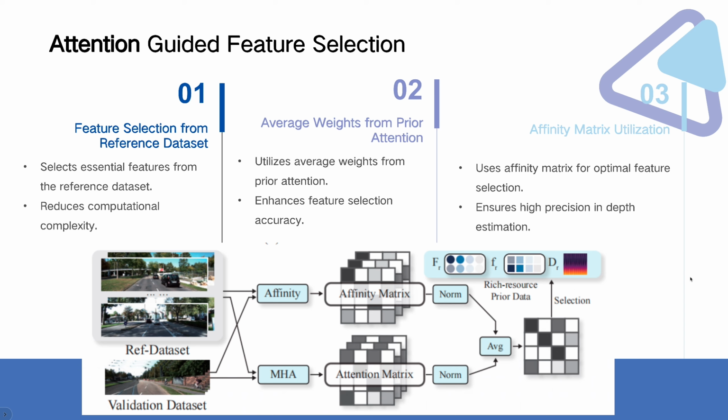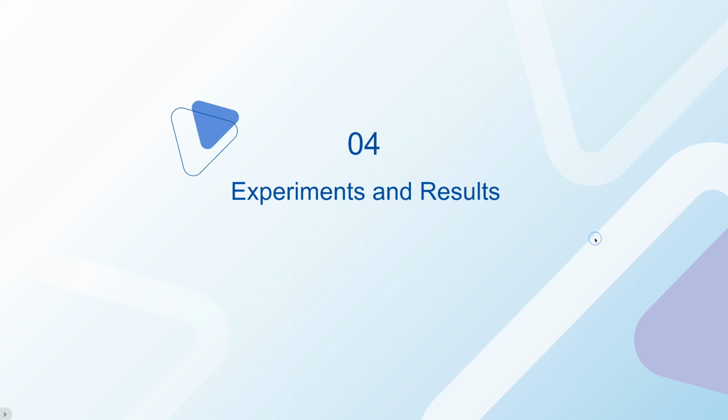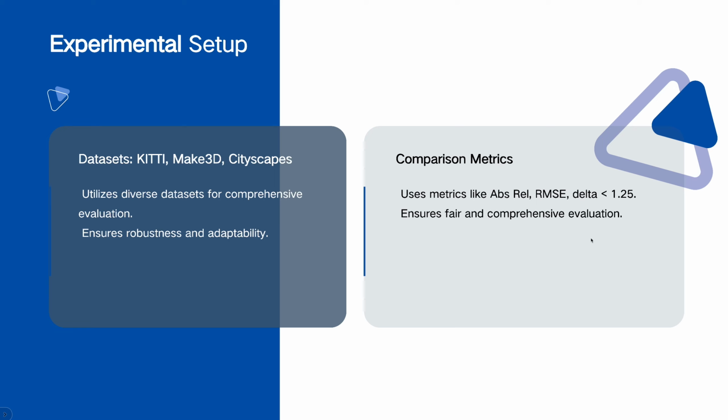We evaluated our method on several benchmarks, including the KITTI, Make3D, and Cityscapes datasets. We compare our approach using various metrics such as absolute relative error, root mean squared error, and accuracy thresholds like delta 1.25. The results demonstrate that our method significantly outperforms state-of-the-art models across different datasets and resolution settings.